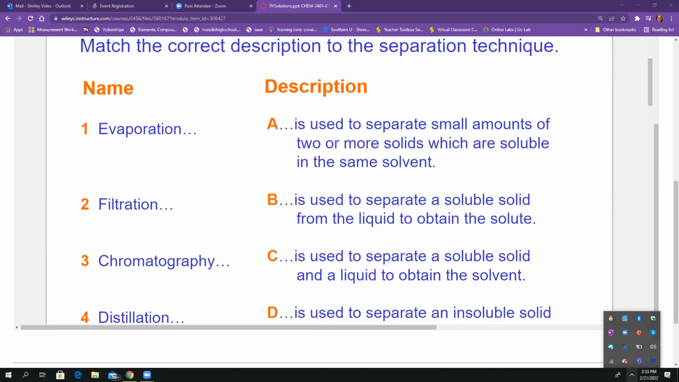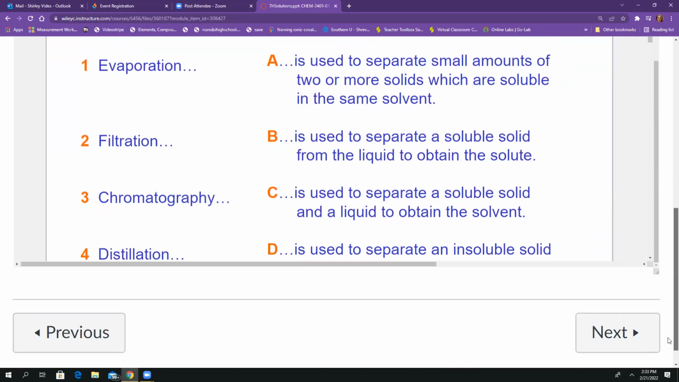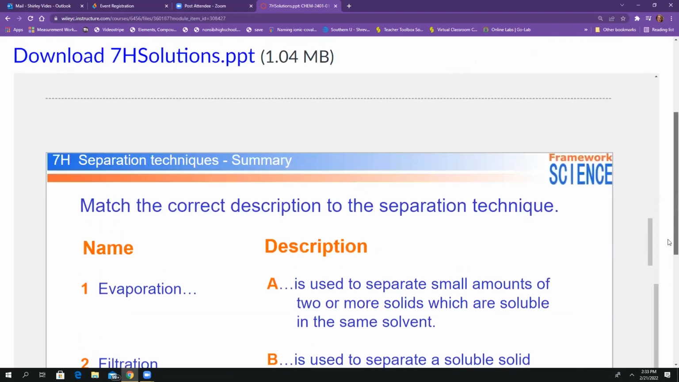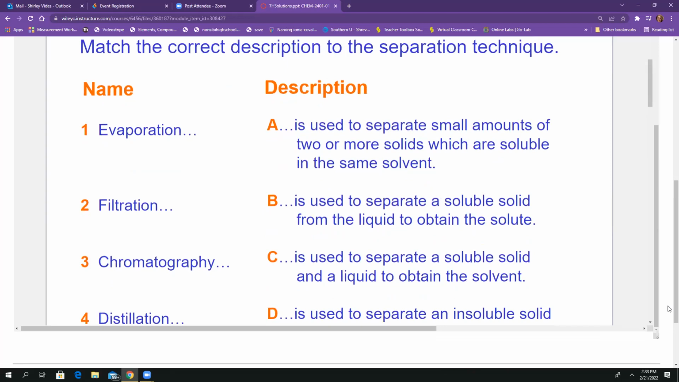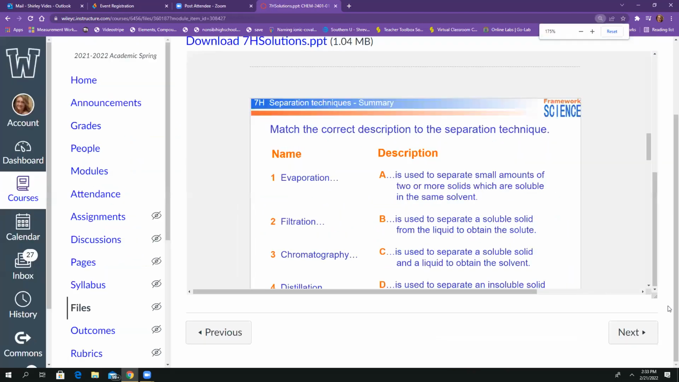Where are you? Anyway, I think it's below more. No, it doesn't want me to do that. Okay, so control. There we go.